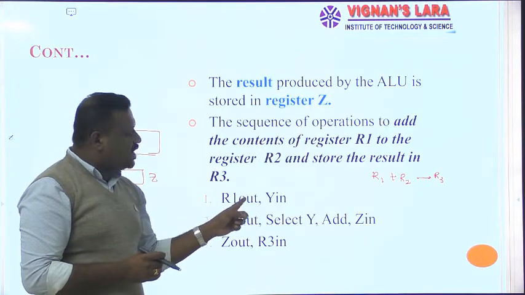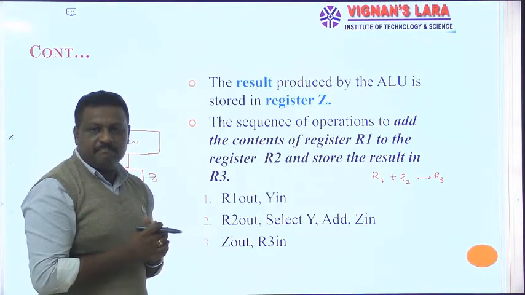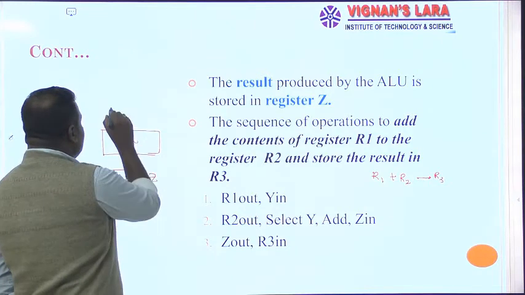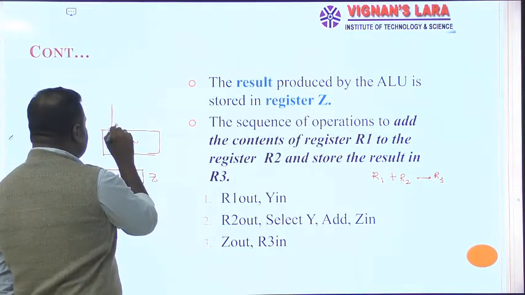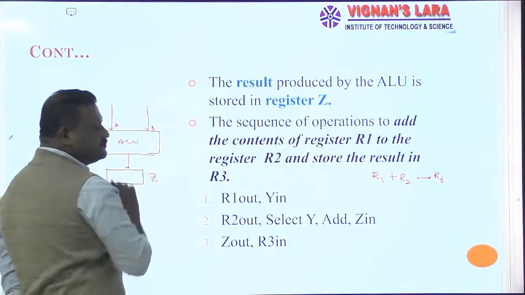One is R1out, comma, Yin. That means, see here friends, this is the A input, this is the B input.